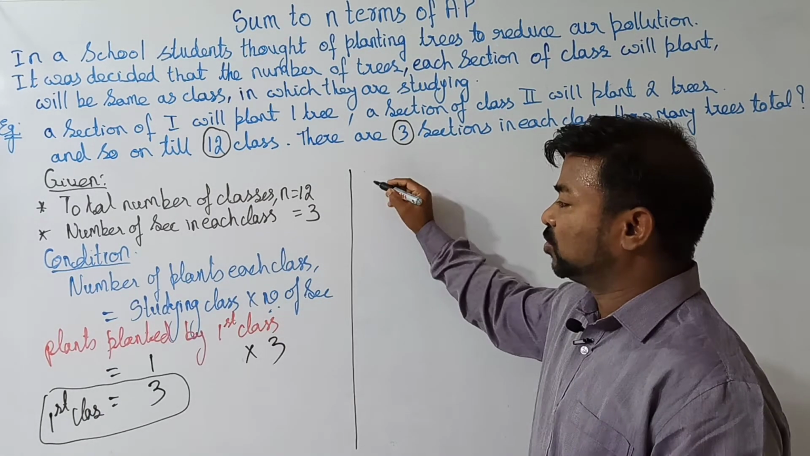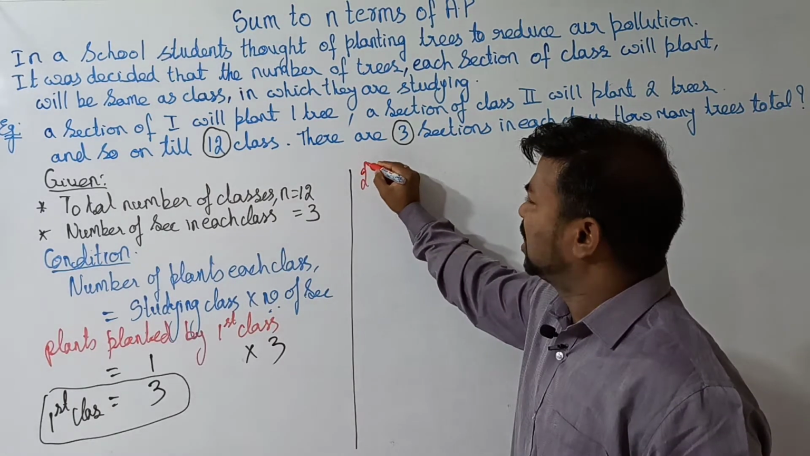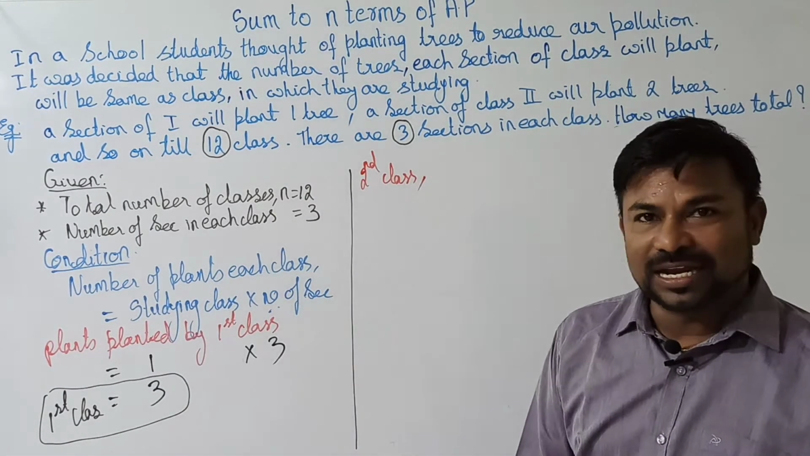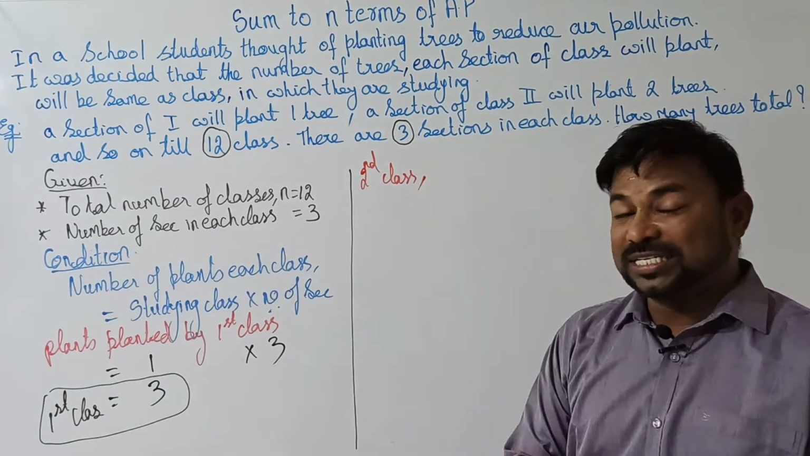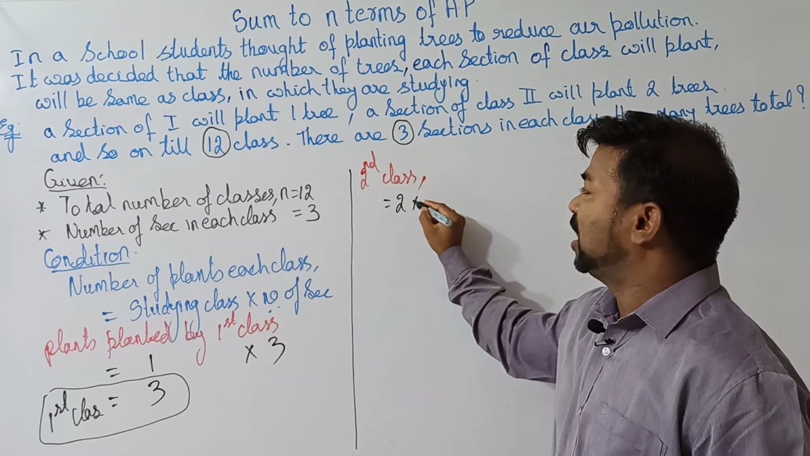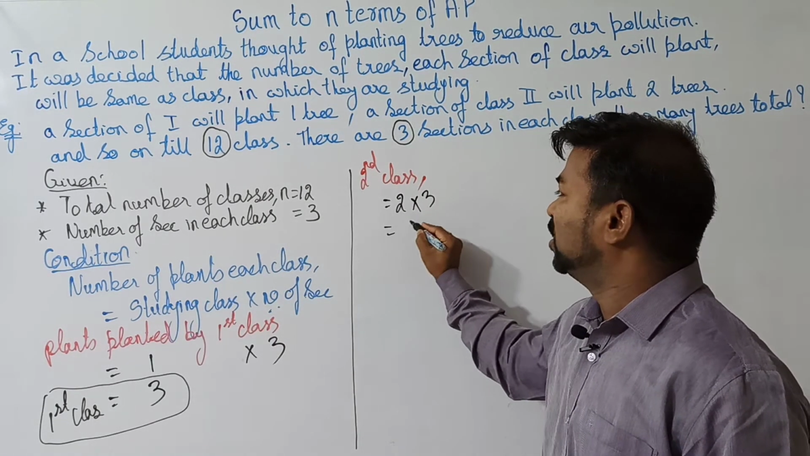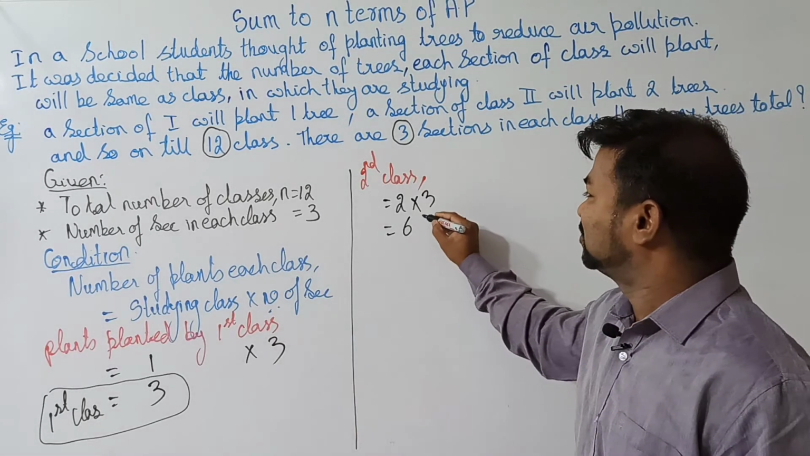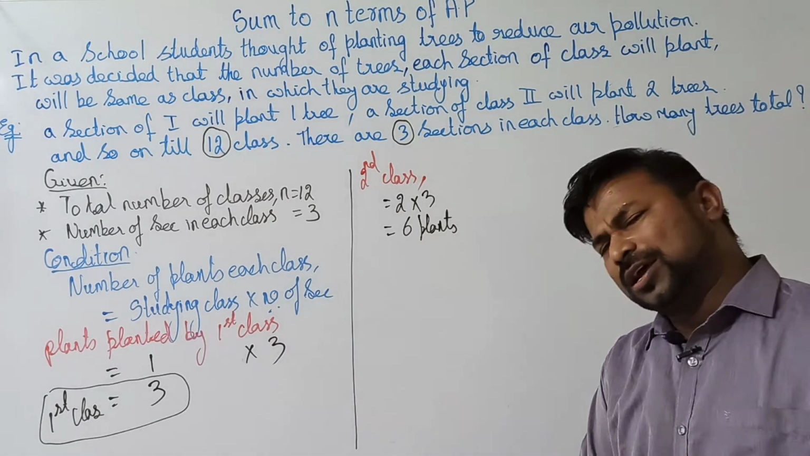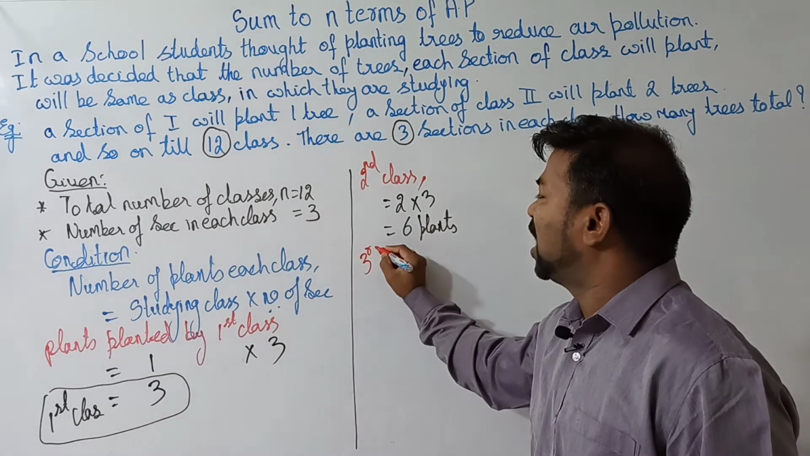Now let's go for the condition. Let's go for the second class. Second class, how many have they planted? What is the class they are studying? It's nothing but 2. And how many sections they have? It's nothing but 3. Totally how many? 6 plants. Okay, this is the condition. Now let's check it out. Let's go for the third class also.